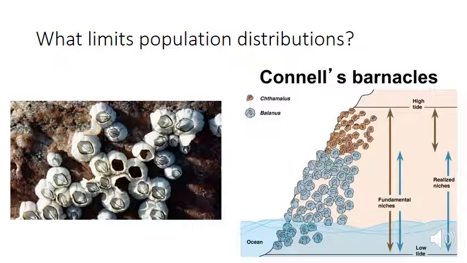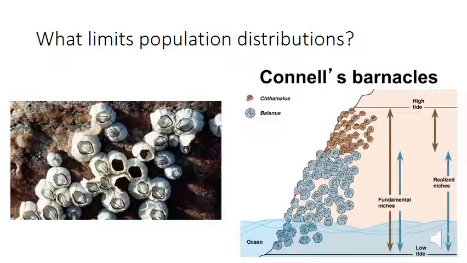They were excluded from that portion purely by competition. So the distribution of the brown barnacles is restricted by competition with the grey barnacles, a biotic factor. And the distribution of the grey barnacles is limited by a physical factor of the environment, so their lack of tolerance for desiccation higher up the beach.